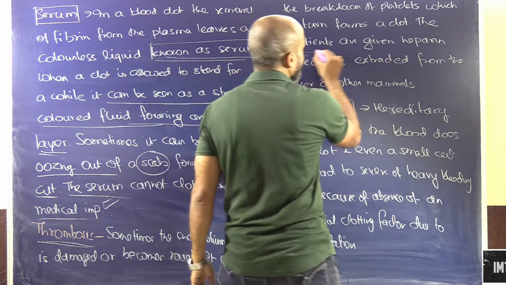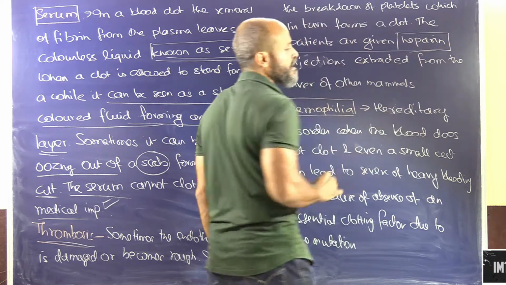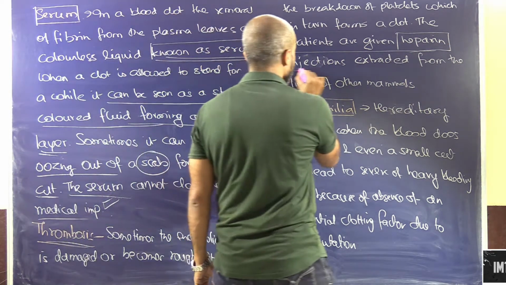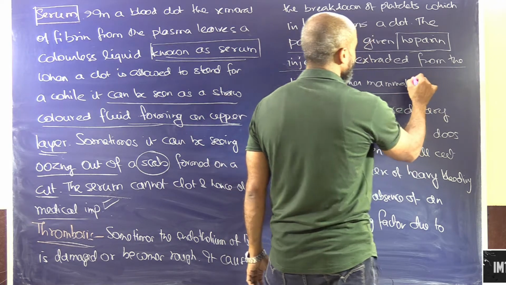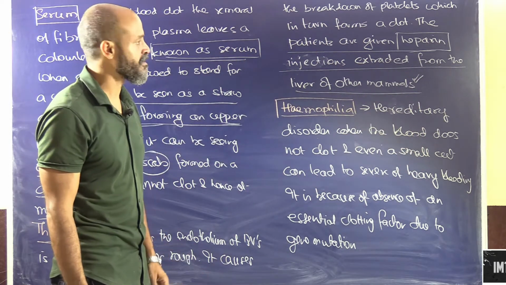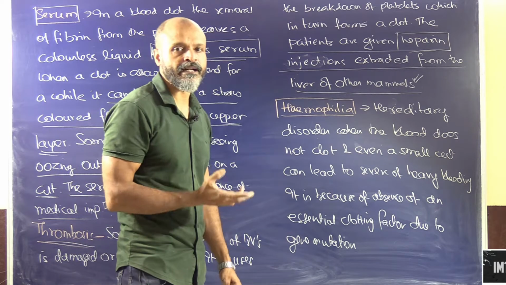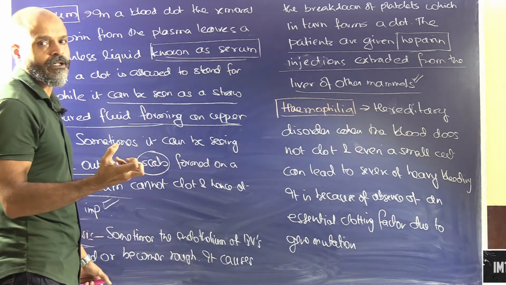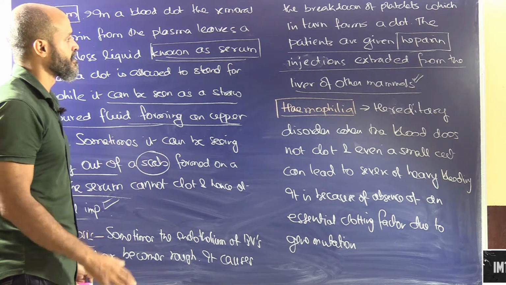The patients are given heparin. As we see, heparin is an anti-clotting factor, extracted from the liver of other mammals and given as injections. We have seen that heparin is basically used to ensure that blood clotting doesn't happen.